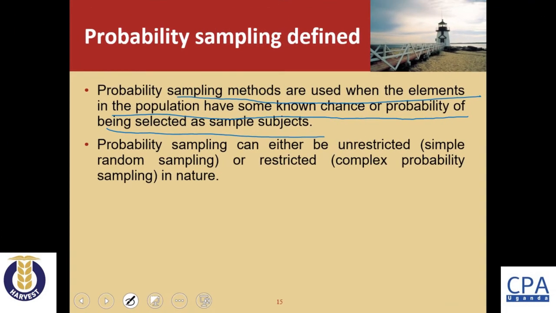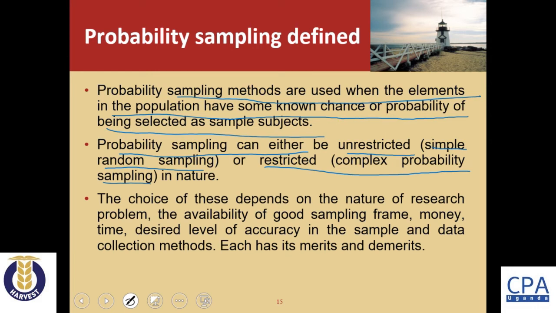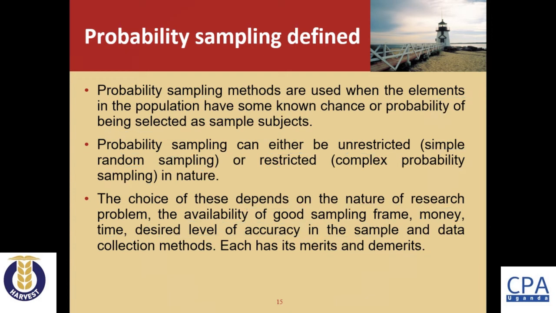So we are saying that probability sampling method is divided into two. It can either be unrestricted, what we mainly call simple random sampling, or it can be restricted, what we call complex probability sampling. The choice of either of these two probability sampling approaches will depend on a number of things: the nature of the research problem, the availability of a good sampling frame, the money, resources and time, the desired level of accuracy in the sample, and the data collection methods. In all cases, there are advantages and disadvantages of each.